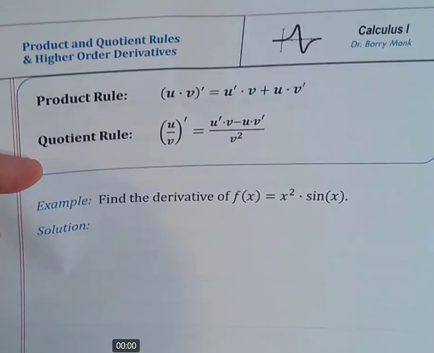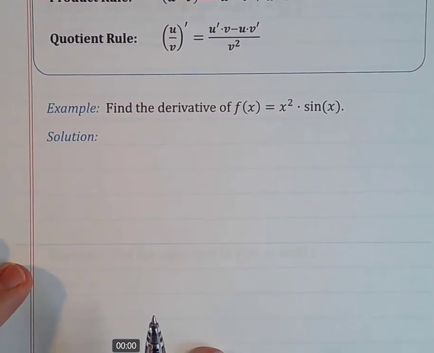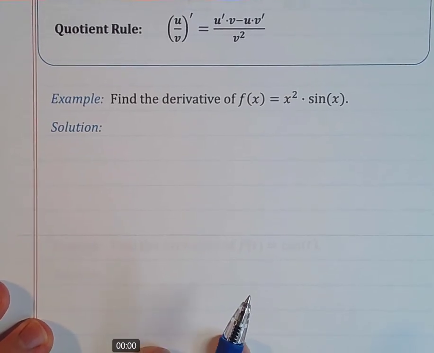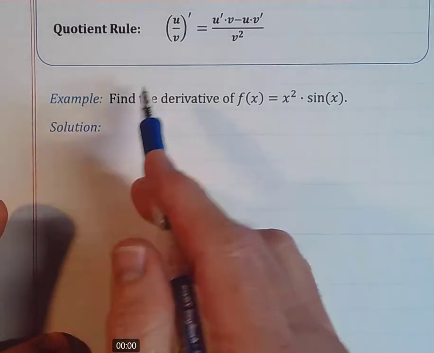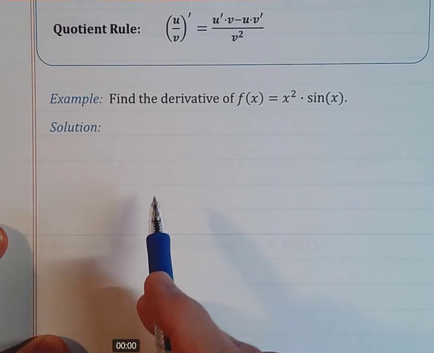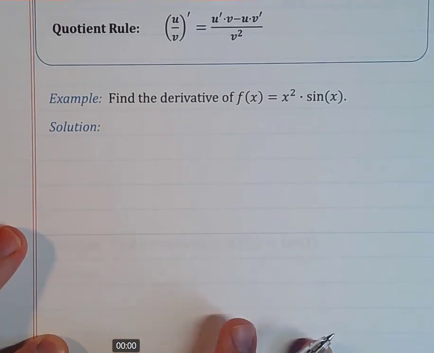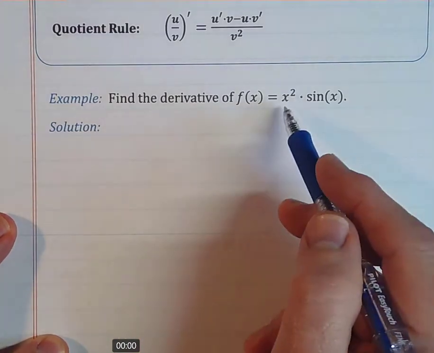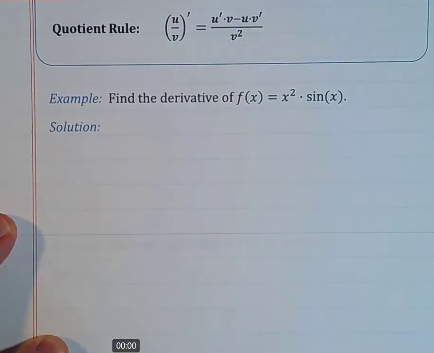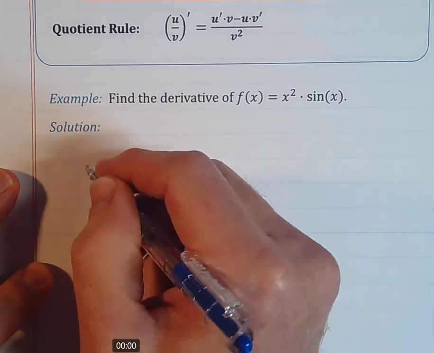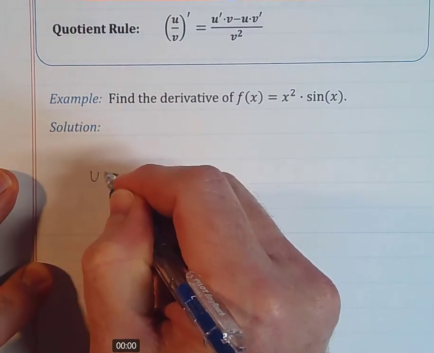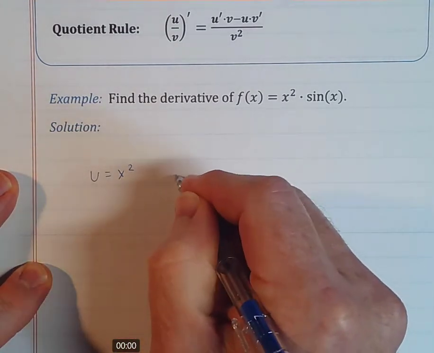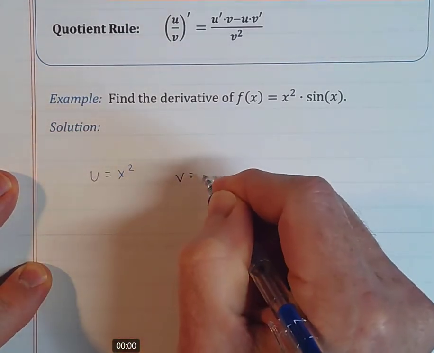So we want to find the derivative. We're going to look at an example here. We're going to find the derivative of f of x equals x squared times sine of x. I'm going to write more here than I normally would, but we're just going to break this down and make sure that we know exactly how to do this. I'm going to call this first part, x squared, u. So I'll let u equal x squared. And then I can see here that v is equal to sine of x.